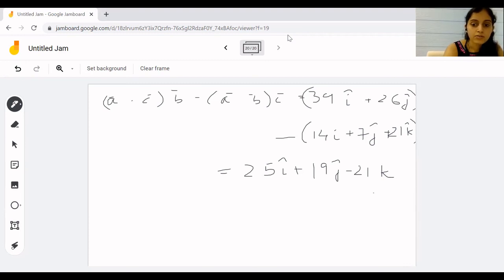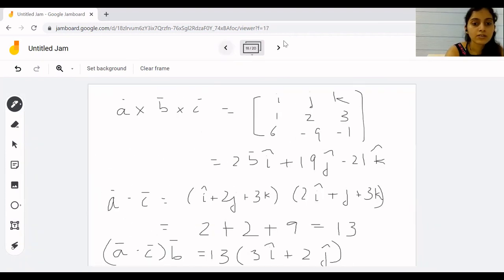Okay, so this is your final answer. Now you can see that 25i plus 19j minus 21k. Look at this that we had, 25i plus 19j minus 21k. So this is how you would prove the vector triple product.